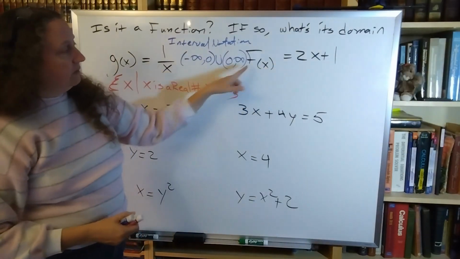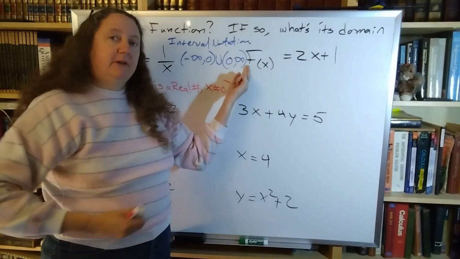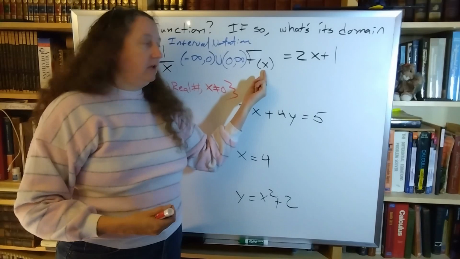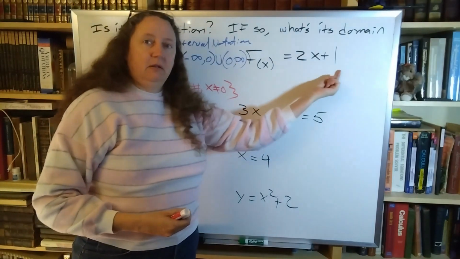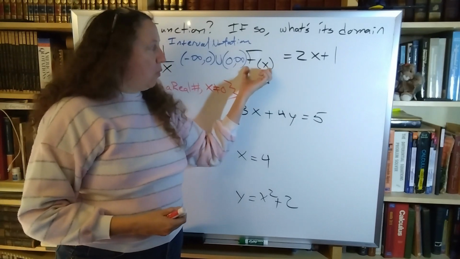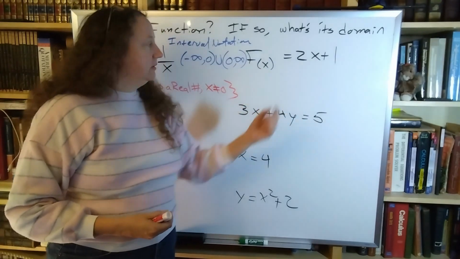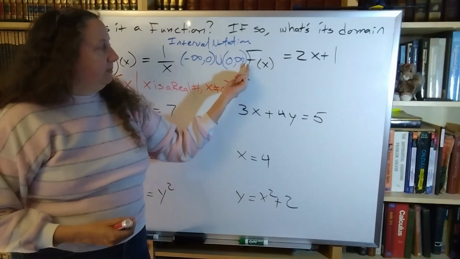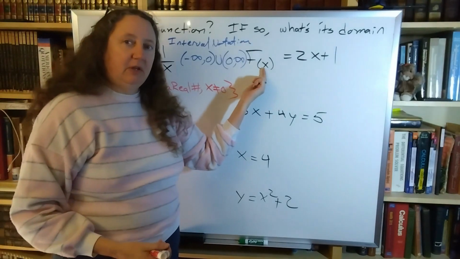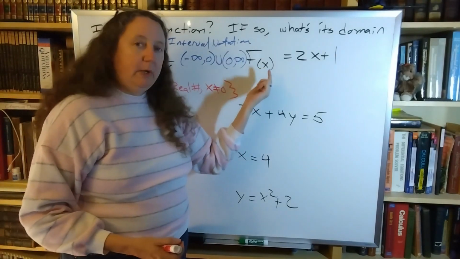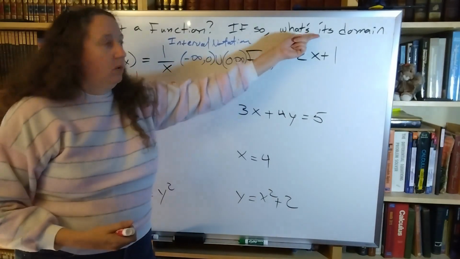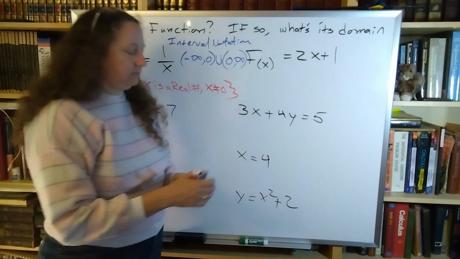Looking at the second one here. The name of the function is f. The independent variable is x. And that is my function itself. This is almost like I were saying y equals 2x plus 1. Because it is in function notation, and because we have x listed as the independent variable, we know that yes, this is a function. So now we have to figure out what is its domain.